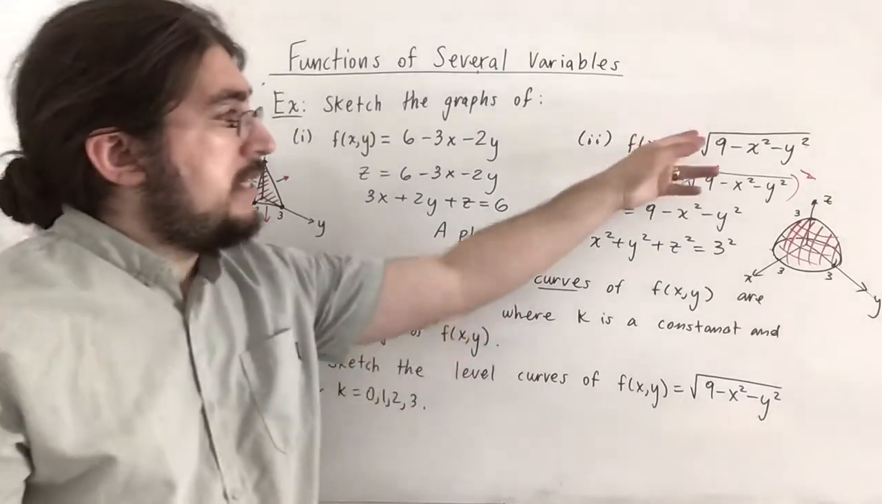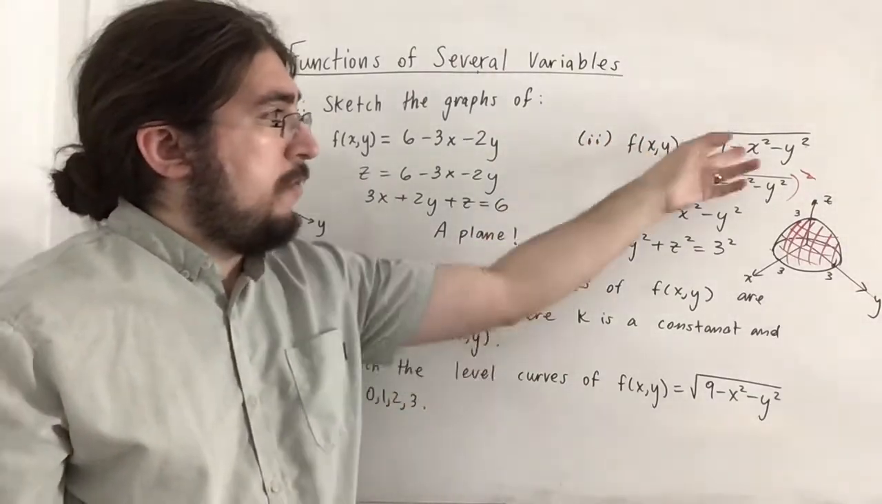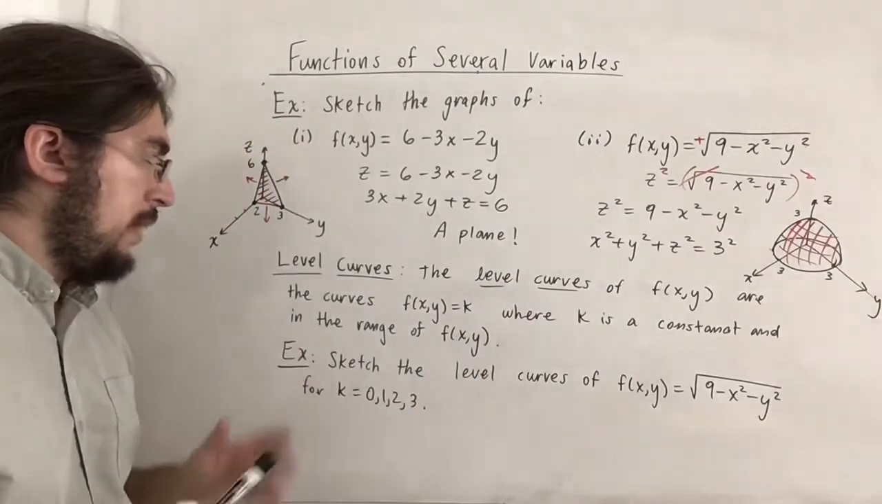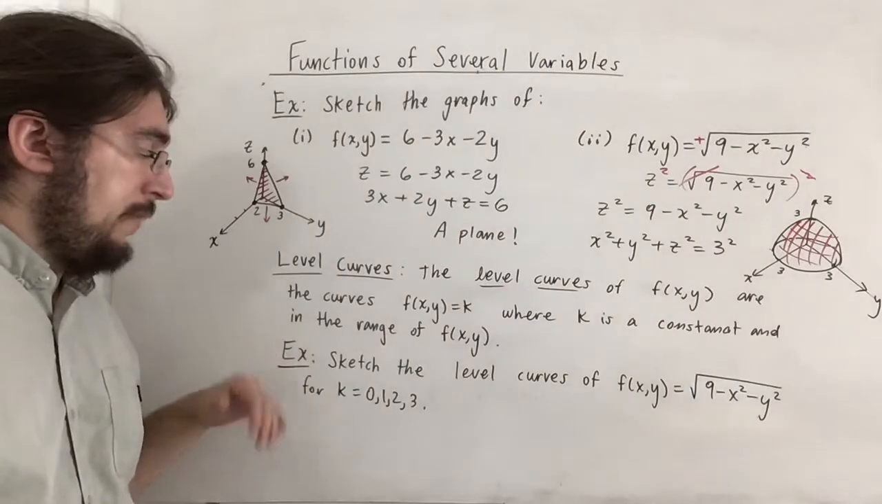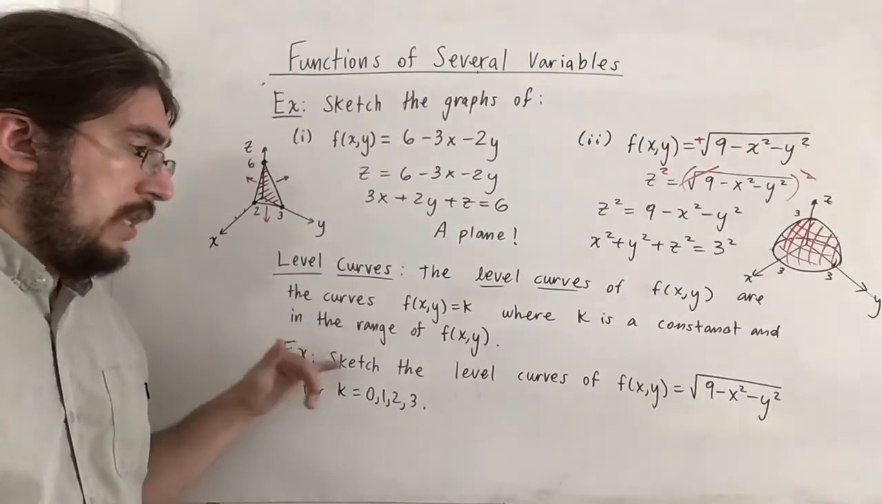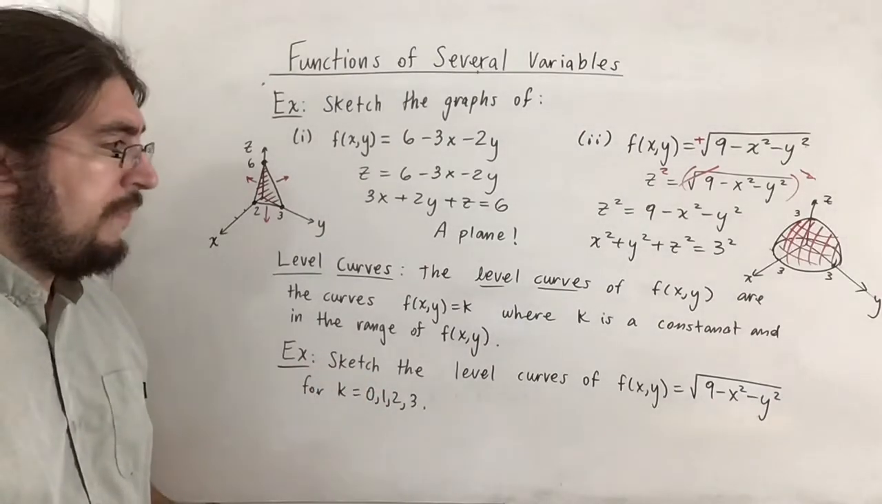Like here, for instance, f of x, y can't be equal to a negative number because it's not in the range of this function. So I hope that part's okay. And speaking of that example, we want to sketch the level curves of this function for k equals certain values.